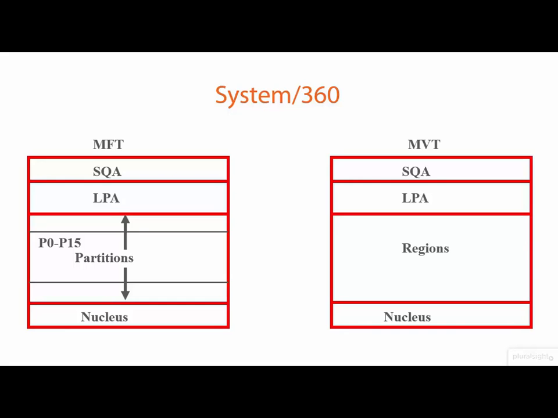In OS-MVT, this was modified to allow each job that was running to specifically request how much memory it was going to use, called a region. This seemed like a better idea, but one has to remember that when memory is assigned, it is assigned in one piece. So if I want 100K, then I must get it all in one chunk.